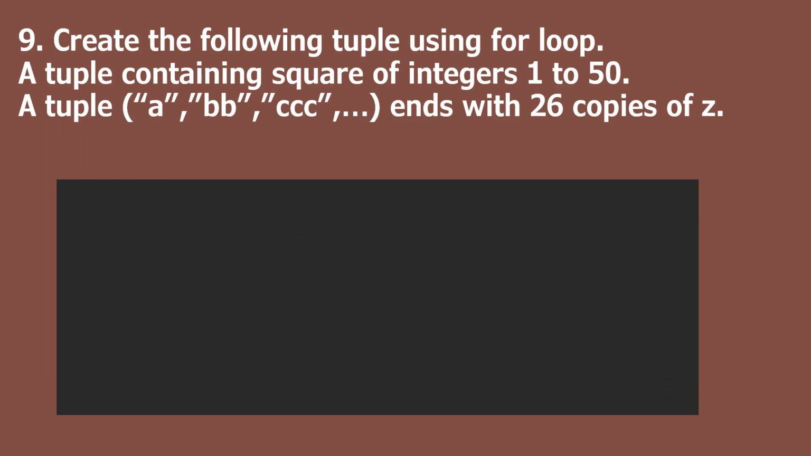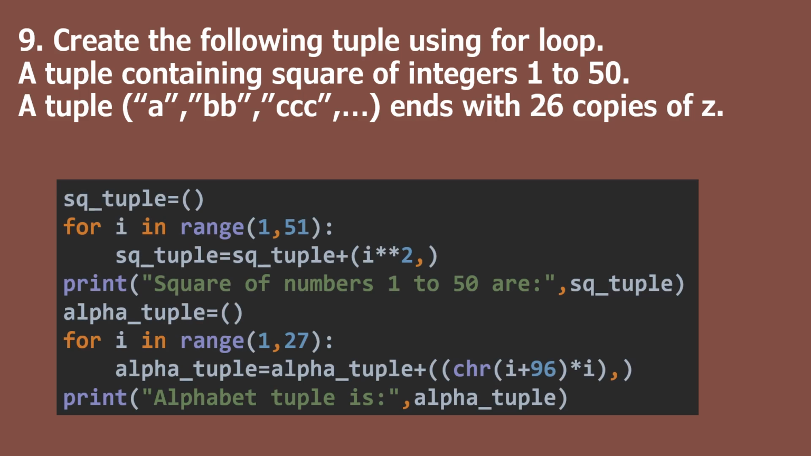Now create the following tuples using a for loop. The first tuple contains the squares of integers from 1 to 50. The next tuple will store the alphabets like this: A 1 time, B 2 times, C 3 times, like this. Z will be 26 times. So the same program we have already done with a list. Here it is the same thing, but instead of a list you have to use a tuple.